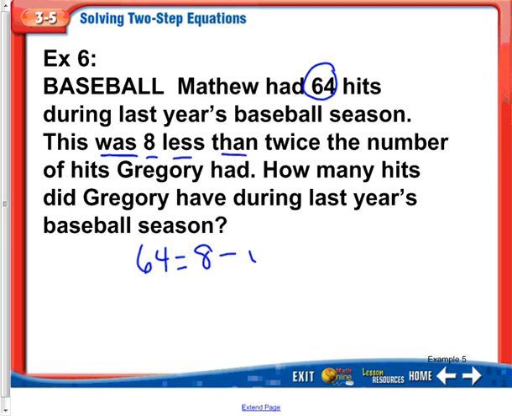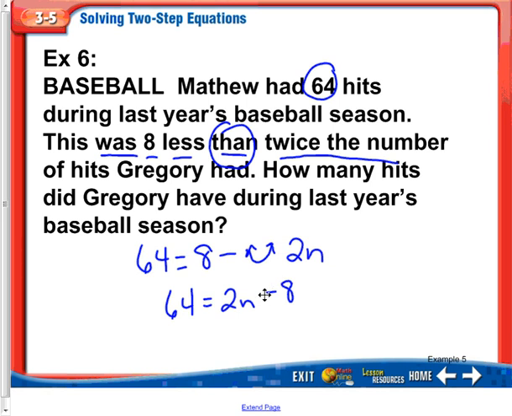Then we know we have to flip the order of our equation. Twice the number. So whenever we see twice the number, we know we're doing 2 times n, n standing for number, and twice means we're multiplying. So twice the number of hits Gregory had. So how many hits did Gregory have last season? Well, first we need to get our equation written correctly. So let's rewrite that with 64 equals 2n minus 8, because here we had the flip it sign because of the word then. And so we need to make sure we get this written in the correct order, because we're not subtracting 2n, we're actually subtracting 8.